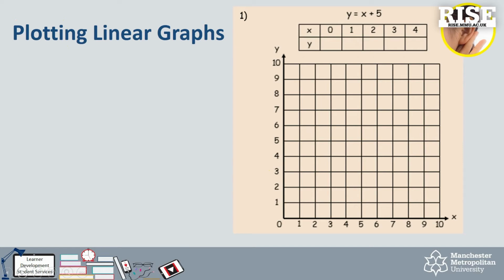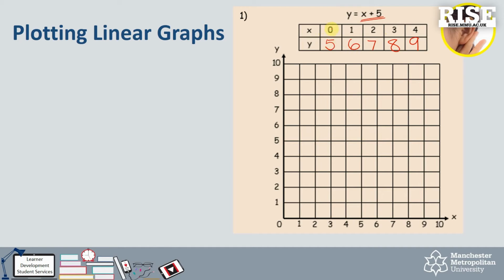Now we've worked with table of values, we're able to actually plot the graphs of these equations of lines. First of all, start by completing the table of values as I'm going to do on the example. So if I know my equation is x plus 5, so whatever the x coordinate, add 5 to it and I'll get the y. If I have x equals 0 and I add 5 to that, I get 5. 1 add 5 is 6. 2 add 5 is 7. 3 add 5 is 8. 4 add 5 is 9.